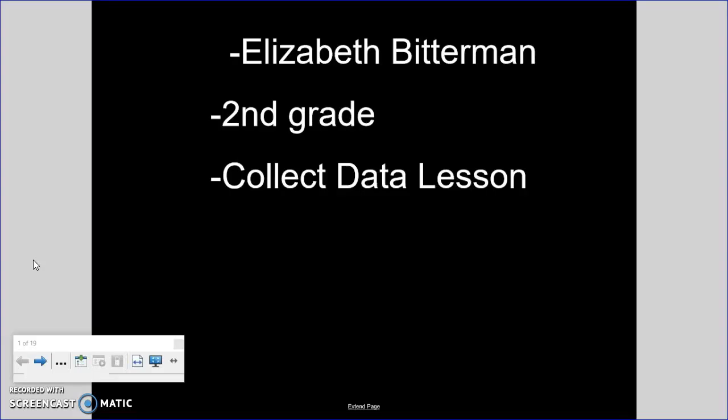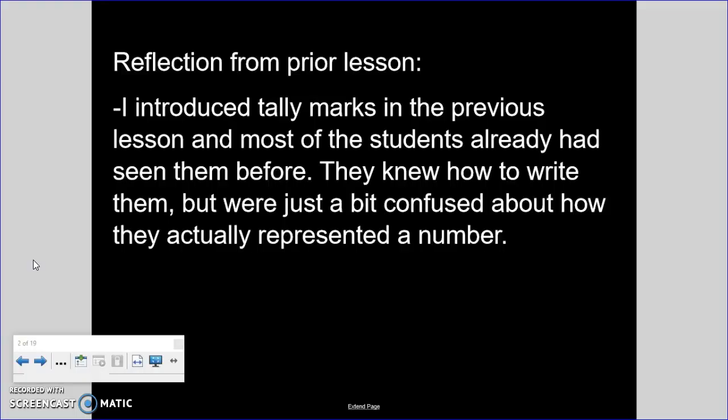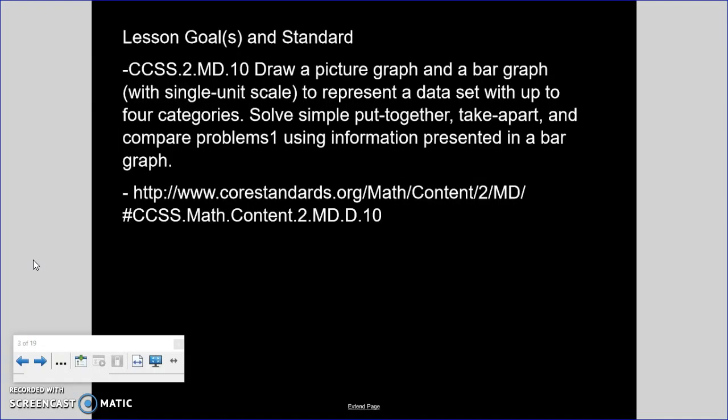Okay, I did my Smartboard lesson on collecting data for second grade. The reflection is that we talked about tally marks and how you write those, and I wrote that they knew how to write them, but they were confused about how a tally mark actually represents a number. The goal or the standard is draw a picture graph and a bar graph to represent data.